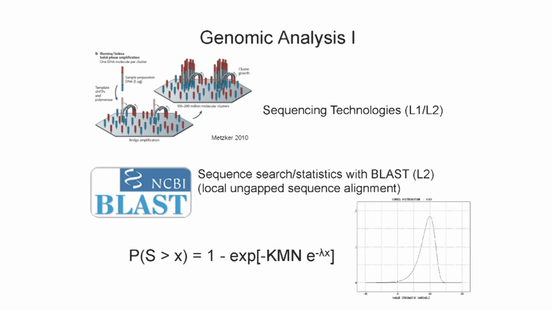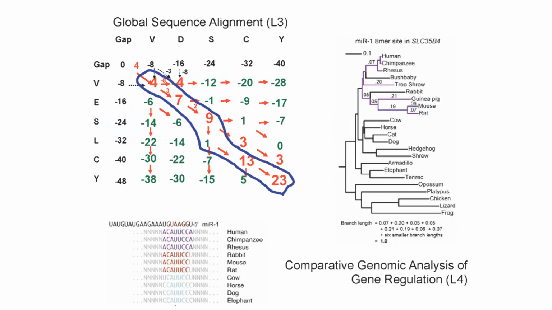Okay. All right, and then lecture 3, we'll talk about global alignment and introducing gaps into sequence alignments. We'll talk about some dynamic programming algorithms, Needleman-Wunsch, Smith-Waterman, and in lecture 4, we'll talk about comparative genomic analysis of gene regulation. So using sequence similarity across genomes to infer location of regulatory elements such as microRNA target sites, other things like that. All right, so I think this is now a few more lectures.